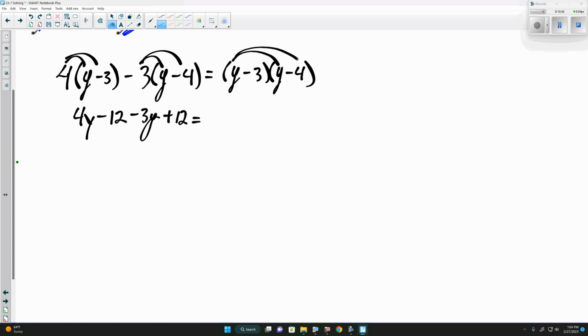thing, we can distribute. Y times y is y squared. Y times negative 4 is negative 4y. Negative 3 times y is negative 3y. And negative 3 times negative 4 is plus 12.